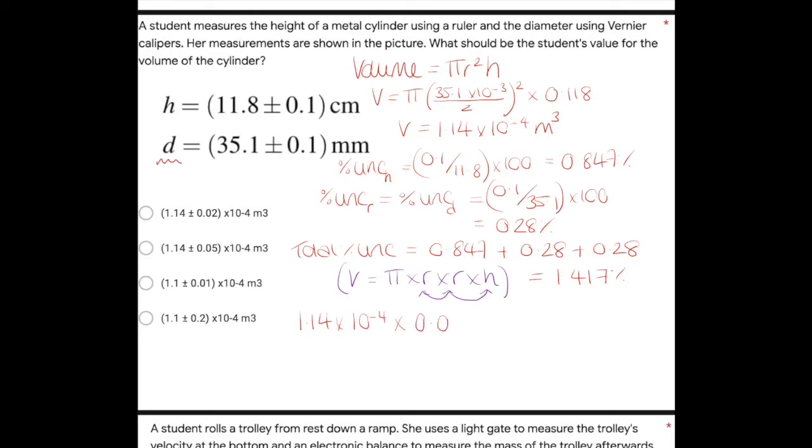So our last step is to take our value for volume of 1.14 times 10 to the minus 4 and multiply that by 0.01417, and that gives us an absolute uncertainty of 1.62 times 10 to the minus 6, which is very roughly 2 times 10 to the minus 6. When we then look at our options, our value for volume becomes 1.14 plus or minus 0.02 times 10 to the minus 4 metres cubed. So our answer in this case is A.